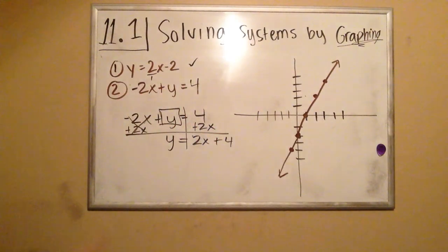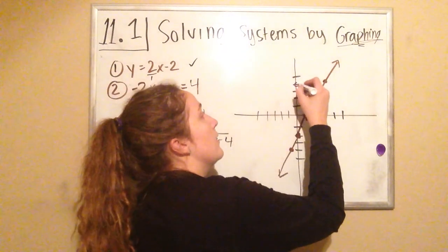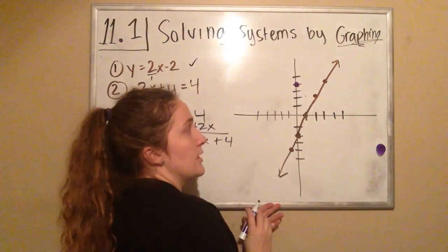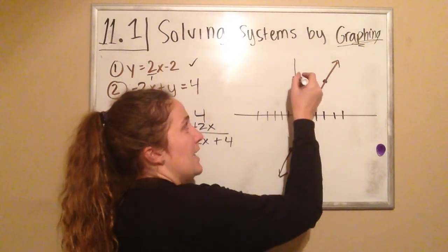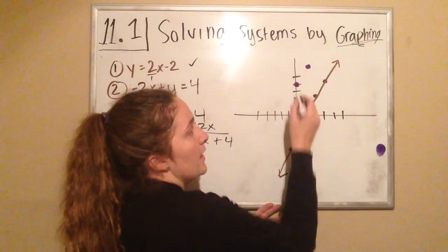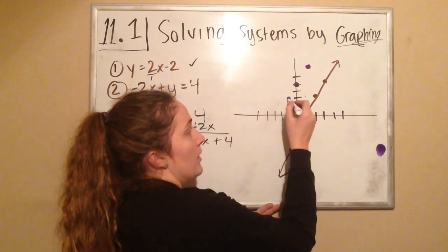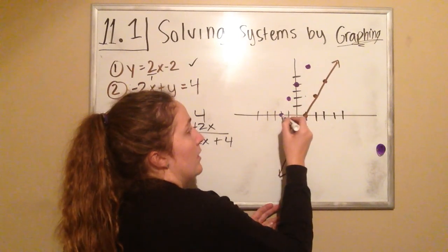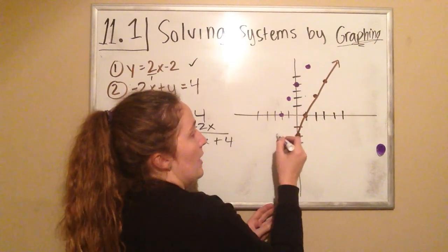Our next line has a slope of 2 and a y-intercept of 4. So we start with our y-intercept of 4, and then we use a slope of 2. I can't go up 2 over 1. Well, I could, it'd be off the page right there. But instead, I can always go down 2, back 1. Down 2, back 1.